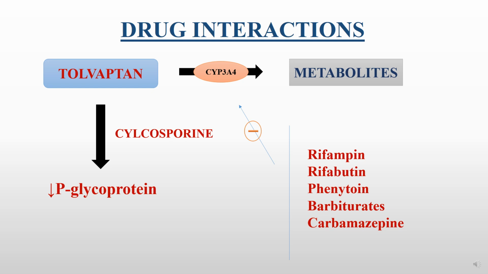Similarly, this drug is a substrate for P-glycoprotein. Cyclosporin, when it is given with tolvaptan, can inhibit the P-glycoprotein, so there will be an increased level of tolvaptan within the serum. So these drug-drug interactions should be thoroughly checked before tolvaptan is prescribed.